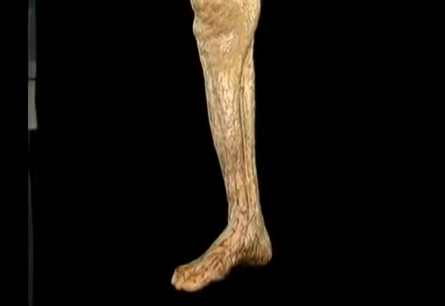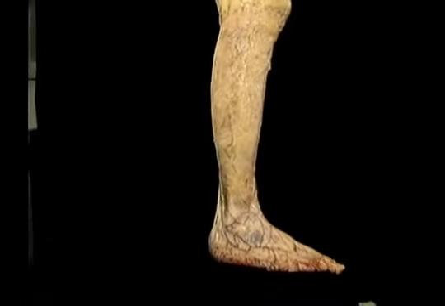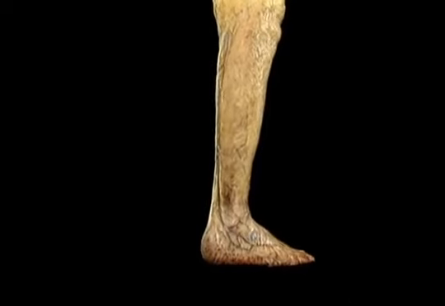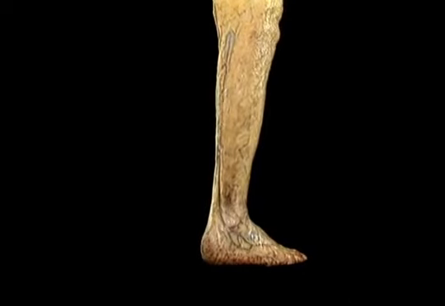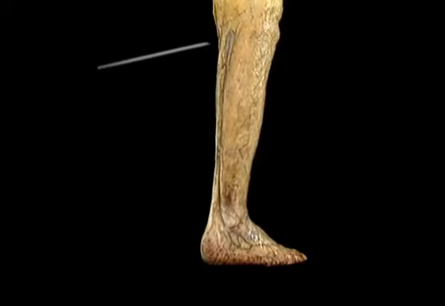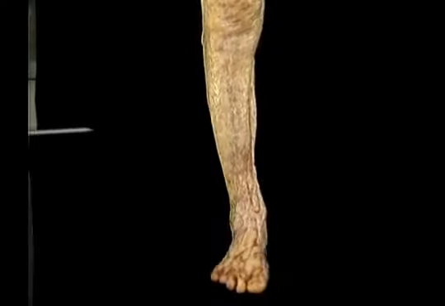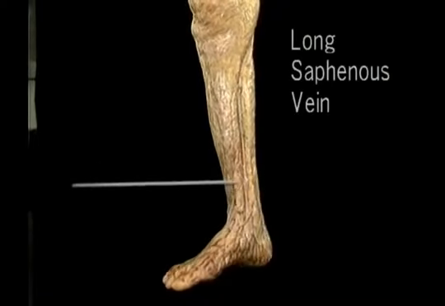Now we'll move on to look at the vessels and nerves of the region. We'll go from the knee, where we saw them last, to just below the ankle. We'll start with the veins. Here's the leg with the skin removed. To expose the two major superficial veins, two strips of subcutaneous fat have also been removed. Here's the short saphenous vein on the back, and the long saphenous vein on the front.